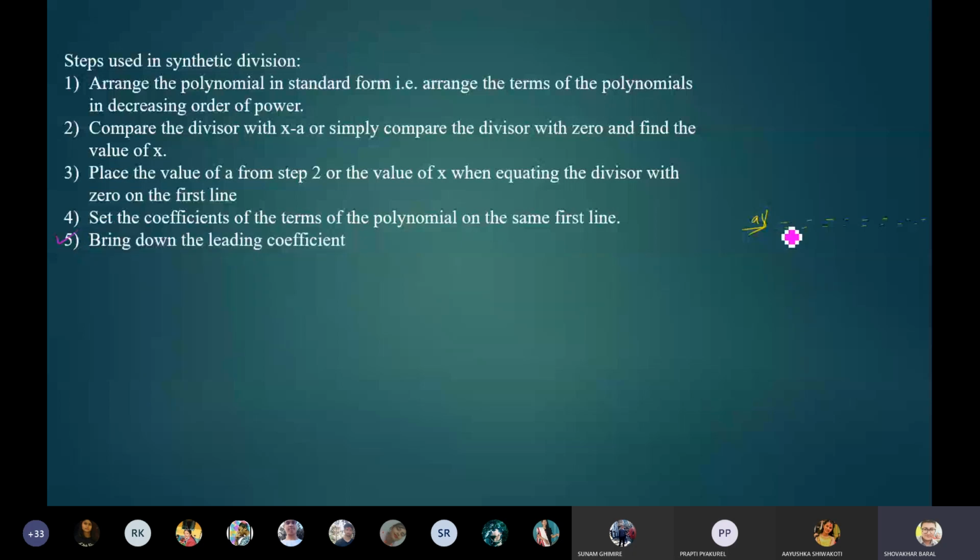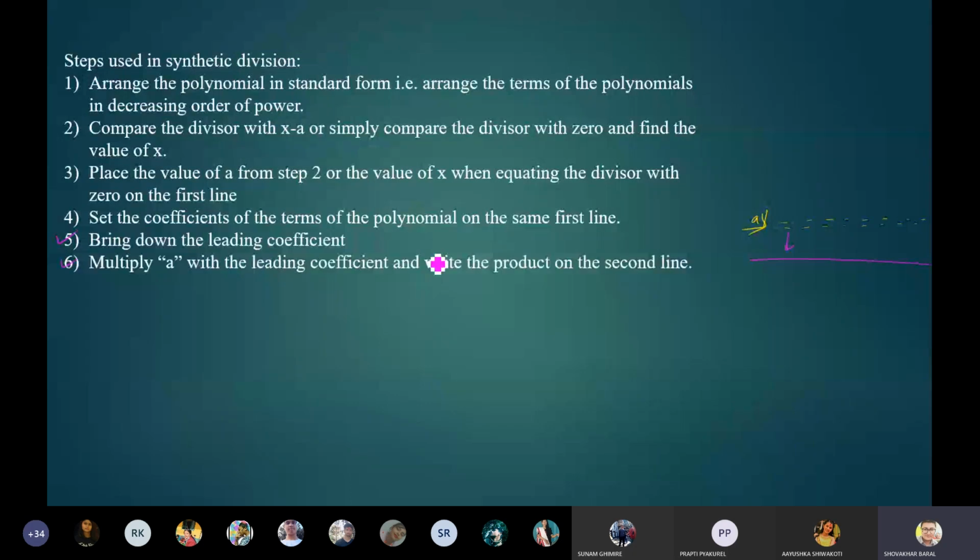Now number 5, bring down the leading coefficient. After writing these coefficients on the first line, you need to bring down the leading coefficient on the third line. Then multiply a with the leading coefficient and write the product on the second line. As I told you earlier, you need to multiply this a with this leading coefficient, and write the product here, a times 1, something like this. If it was 2 here, you need to multiply this 2 with 1, and it will be 2.